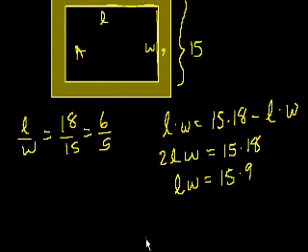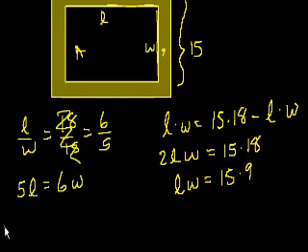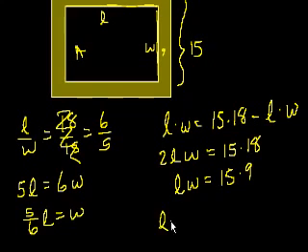15 times 9. And we have two equations with two unknowns. Let's see if we can solve. So we have L over W is equal to 6 over 5. We can cross multiply. So we get 5L is equal to 6W. I ignored this stuff in the middle. And we want to solve for L, right? So let's substitute for W. So we get 5 over 6 L is equal to W. And now let's substitute that into this equation. So we have L times W, which is 5 over 6 L, times 5 over 6 L is equal to 15 times 9.